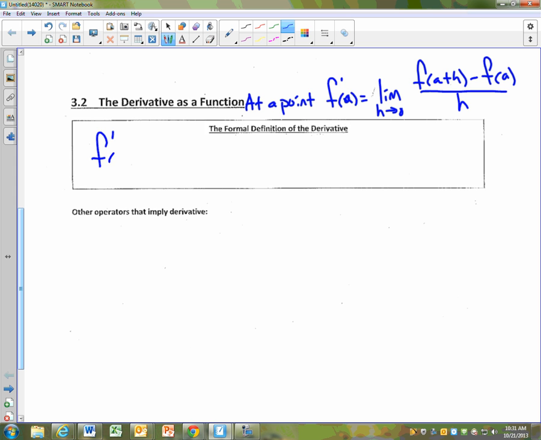F prime of x. Now, instead of saying a specific point, we could say that the derivative can be written as a function so that you can put in just about any number and get out just about any result. This is the most formal way of writing it. F prime of x is equal to the limit as h approaches 0 of f of x plus h minus f of x all over h. The only change is that we've replaced the variable a with x.